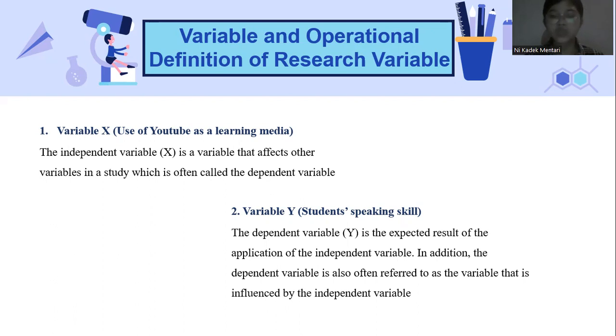And then the second one is variable Y, or we can usually call it the dependent variable, which is the expected result of the application of the independent variable. In addition, the dependent variable is also often referred to as the variable that is influenced by the independent variable. So in this study, the dependent variable is student speaking skill. Next slide, please.